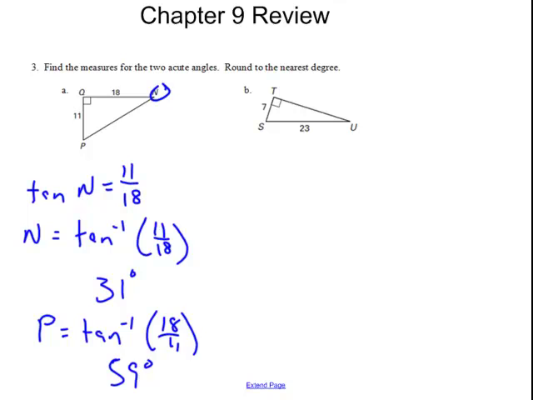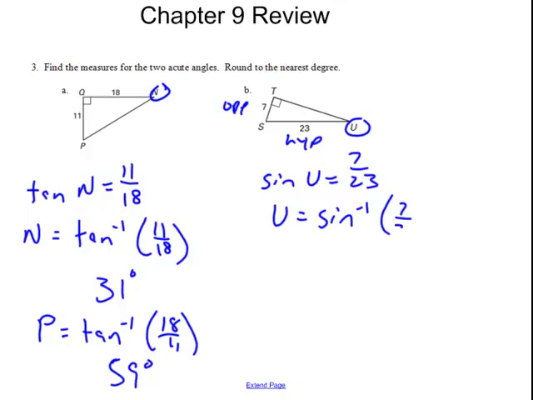On the second one, compared to u, this is the opposite and this is the hypotenuse. So this time I'm going to say the sine of u is 7/23. Tells me u is equal to the sine inverse of 7/23, which is going to be approximately equal to 18. Well, if u is 18, then s must be approximately equal to 72.